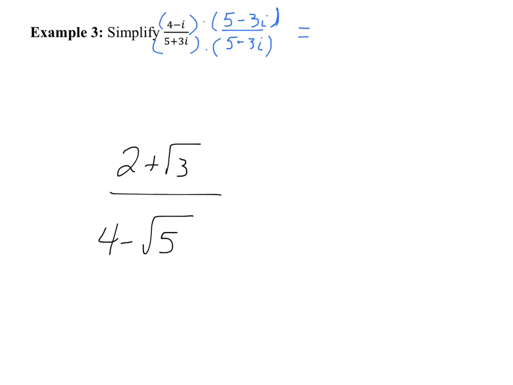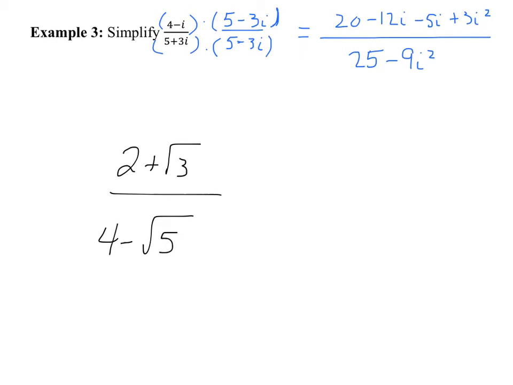So 4 times 5 gives me 20. I'm going to do it in steps. Outer gives me negative 12i. Inner gives me negative 5i. And last gives me positive 3i squared. All over a denominator whose middle terms will definitely cancel. So I'm not going to do the middle terms. I'm going to just do 5 times 5, giving me 25. And then outer and inner I'm going to skip. And then last is 3i times negative 3i, which is negative 9i squared. Convenience.